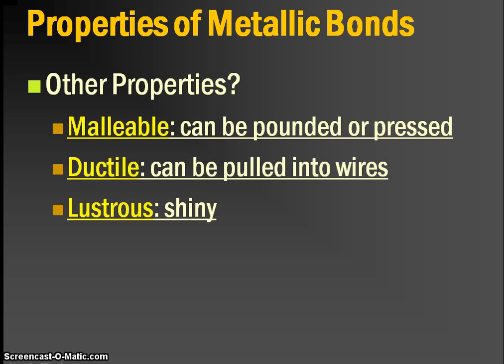Other properties include the fact that metals are malleable, like a mallet. They can be pounded or pressed. They're ductile, which means they can be pulled into wires, like the copper you just saw. And they're also lustrous, which means typically they'll have some kind of shininess or some kind of reflective properties.